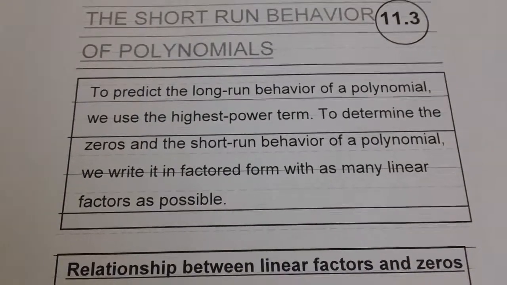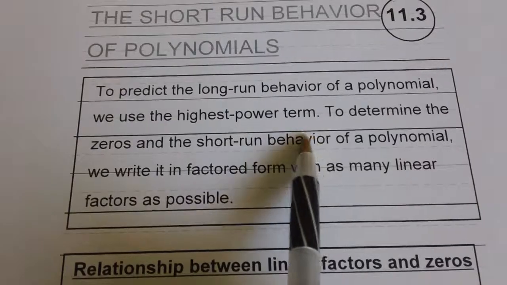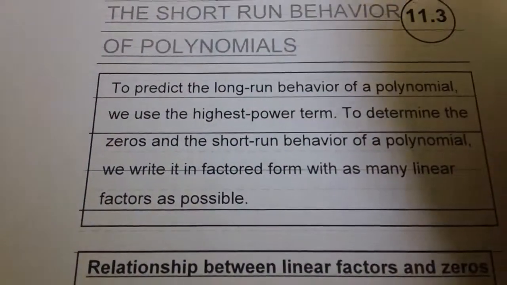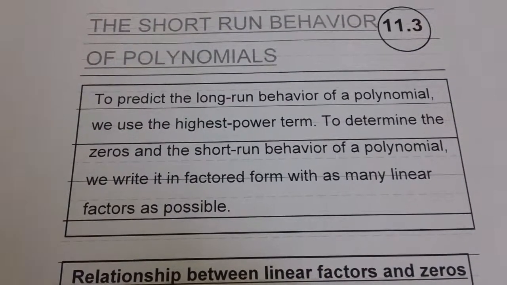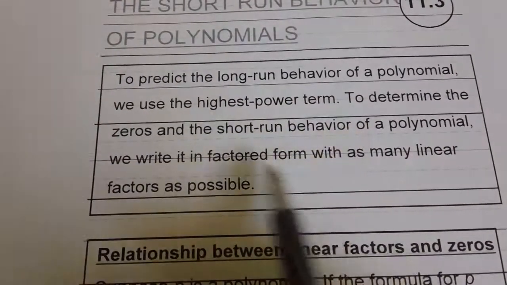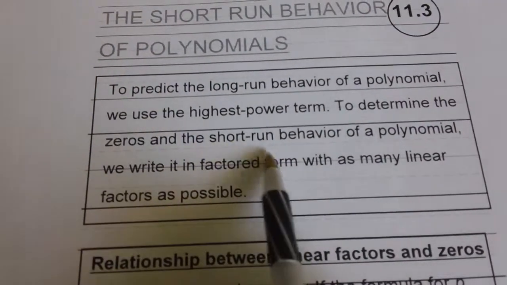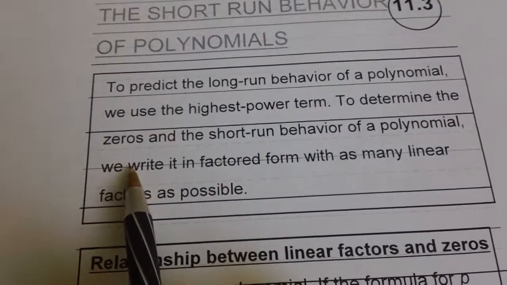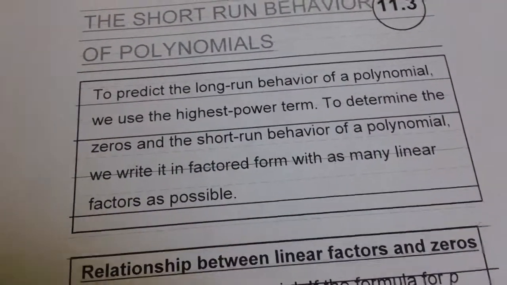The notes say, if you remember from last class, we learned that to predict the long run behavior of a polynomial, we use the highest power term. And that's to determine what's going on at the ends. Today we're going to talk about the short run behavior. In order to find the short run behavior, we actually need to find the zeros of the polynomial. And one way to do that is to factor the polynomial into as many linear factors as possible.